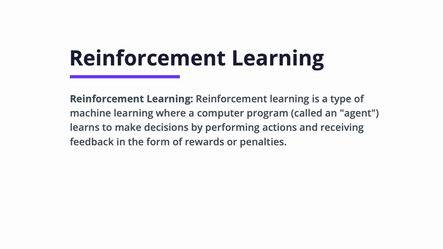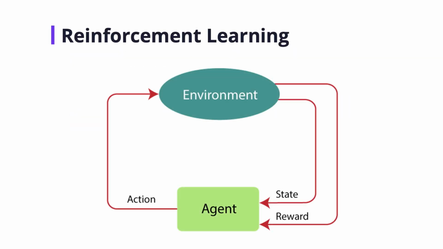Reinforcement learning is a type of machine learning where a computer program, referred to as an agent, learns to make decisions by performing actions and receiving feedback in the form of rewards or penalties. The reward or penalty affects the weight or the likelihood of that action being taken again. The agent is rewarded or penalized with positive or negative feedback based on the outcomes of its actions.